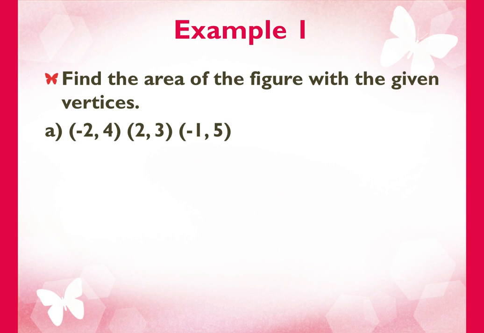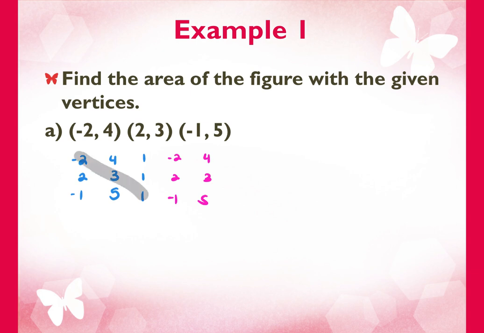Okay, so example 1, find the area of the figure with the given vertices. We're going to rewrite these in the first two columns. Negative 2, 4, 2, 3, negative 1, 5. And then we're going to fill the third column with ones. We want to find the determinant of this, so we're going to repeat the first two columns. Negative 2, 2, negative 1, 4, 3, 5.